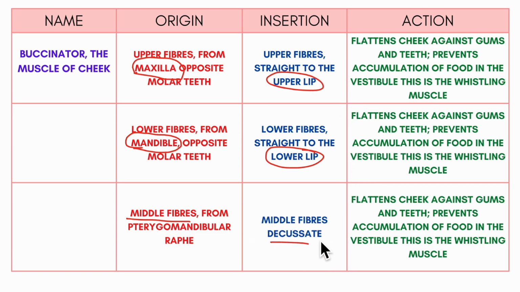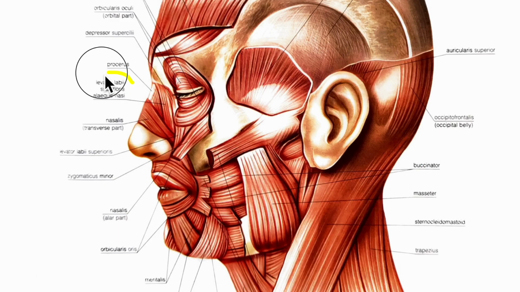Now, the action of the buccinator as a whole is that it flattens the cheek against the gums and teeth, and it prevents the accumulation of the food in the vestibule, and this is also called the whistling muscle. Next, let's look at the levator labii superioris alaeque nasi muscle right here. It originates from the frontal process of the maxilla bone, and it inserts into the upper lip and alar cartilage of the nose. Its action is that it lifts the upper lip and dilates the nostril.